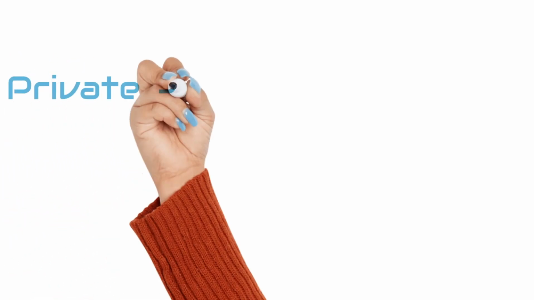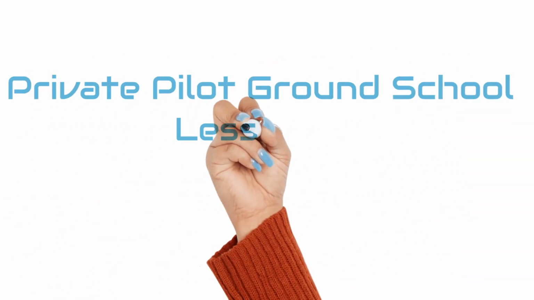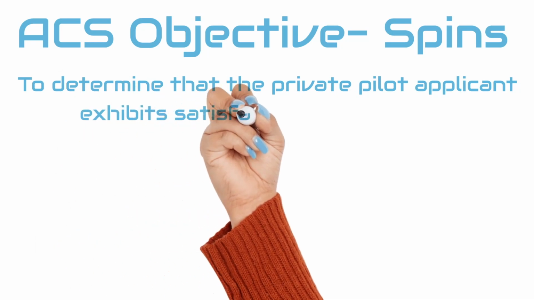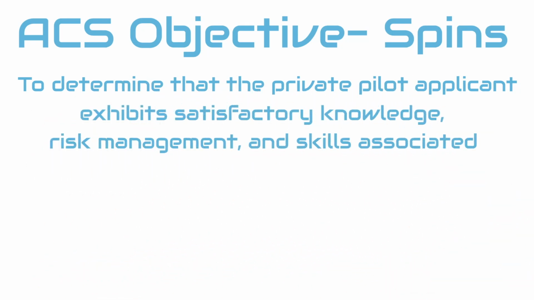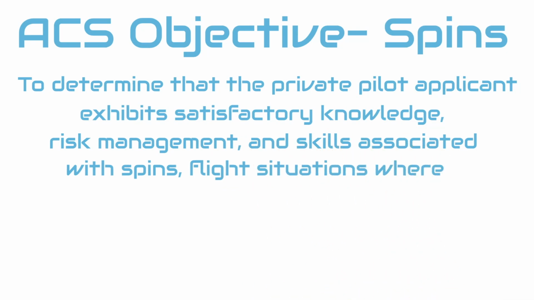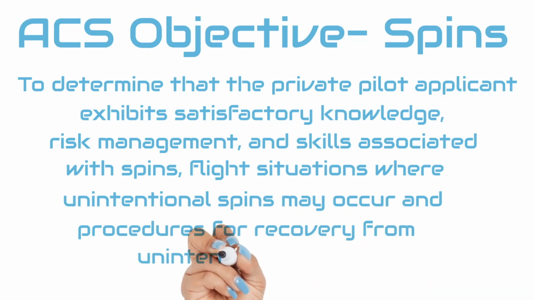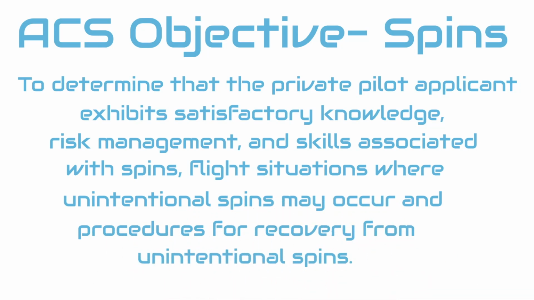In our previous video, we talked about spin awareness and general spin recovery. The ACS, or Airman Certification Standards, gives us specific guidelines for what we need to know and demonstrate in order to pass a private pilot check ride. The ACS states that the objective is to determine that the private pilot applicant exhibits satisfactory knowledge, risk management, and skills associated with spins, flight situations where unintentional spins may occur, and procedures for recovery from unintentional spins.